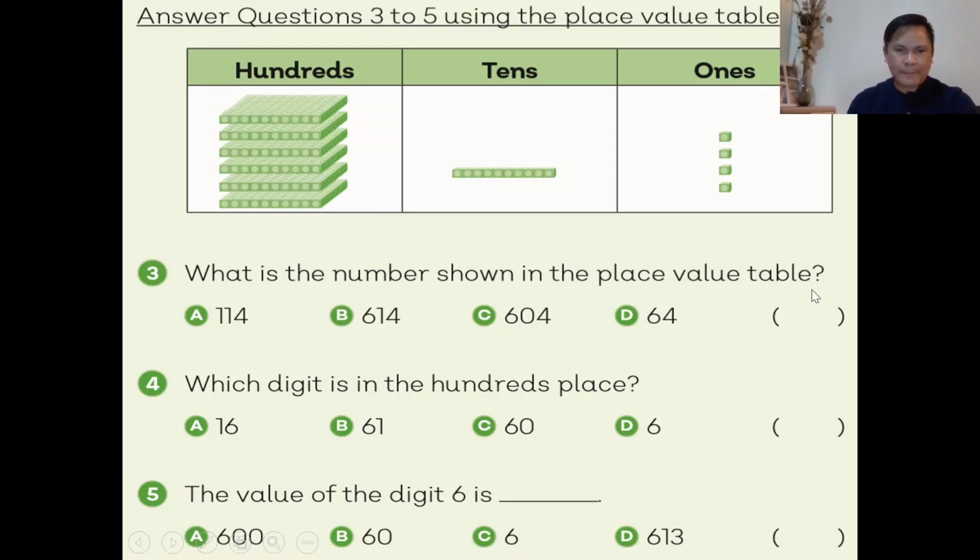A, B, C, D. Number 4. Which digit is in the hundreds place? So which one is the hundreds place here? Is it A, 16, B, 61, C, 60, or D, 6? Number 5. The value of the digit 6 is what? What is the value of 6 here? A, 600, B, 60, C, 6, or D, 613? What is the answer?